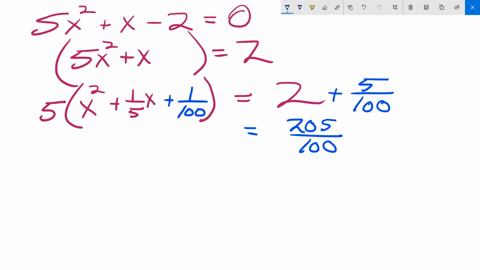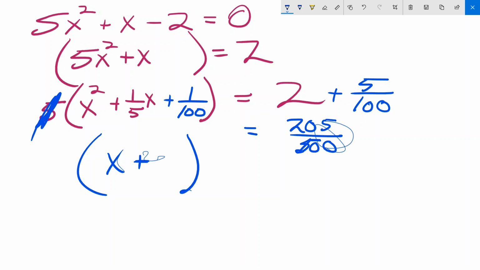Okay, and now we can divide by 5, right? Yep. So that's x squared plus 1/5 x plus 1/100th equals. Hold on. How do I write this as a binomial? I've divided both sides by 5. So then that's just x plus.